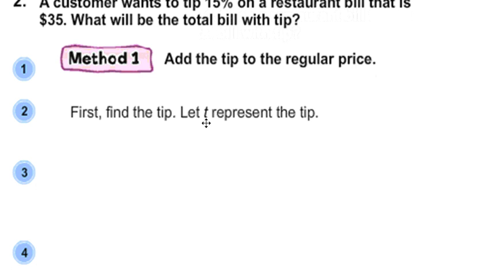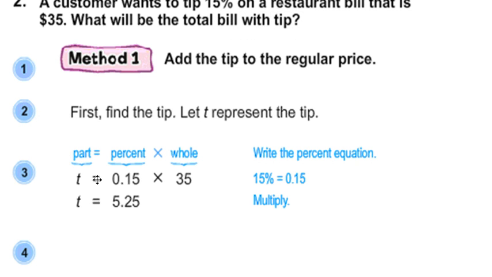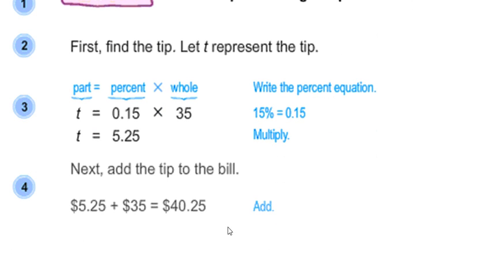So again, we're going to call T for tip. And here we have tip equals the percentage times the number. So 15% is 0.15. We multiply it times 35, and it ends up to be 5.25, or $5.25. So on top of the $35 at the restaurant, you have to pay $5.25 as your tip. So altogether, you're going to be paying $40.25.